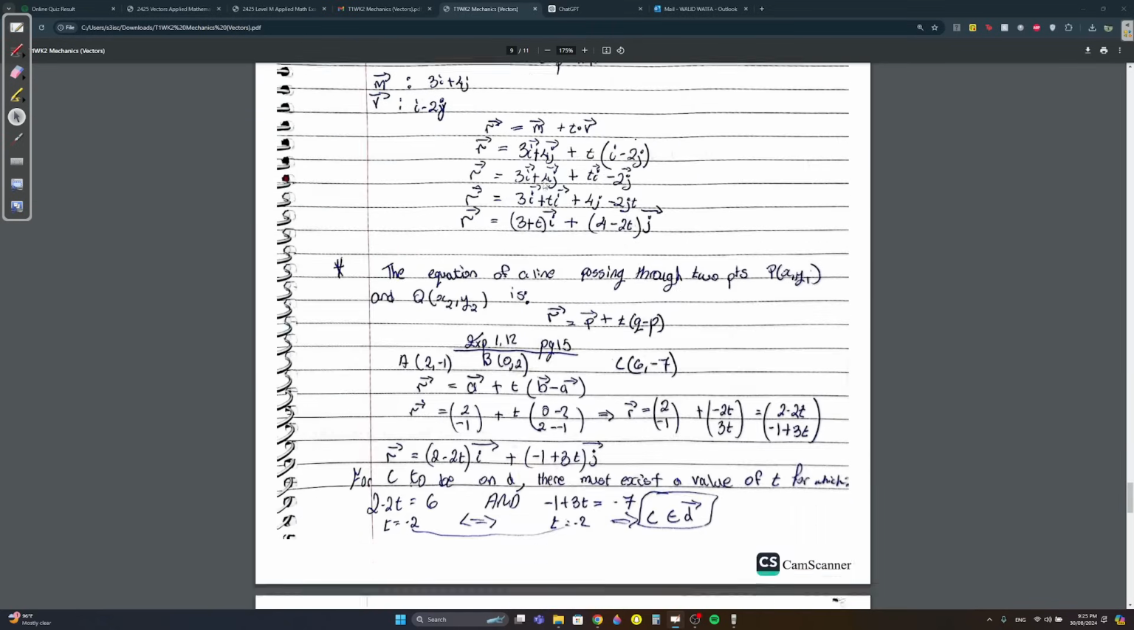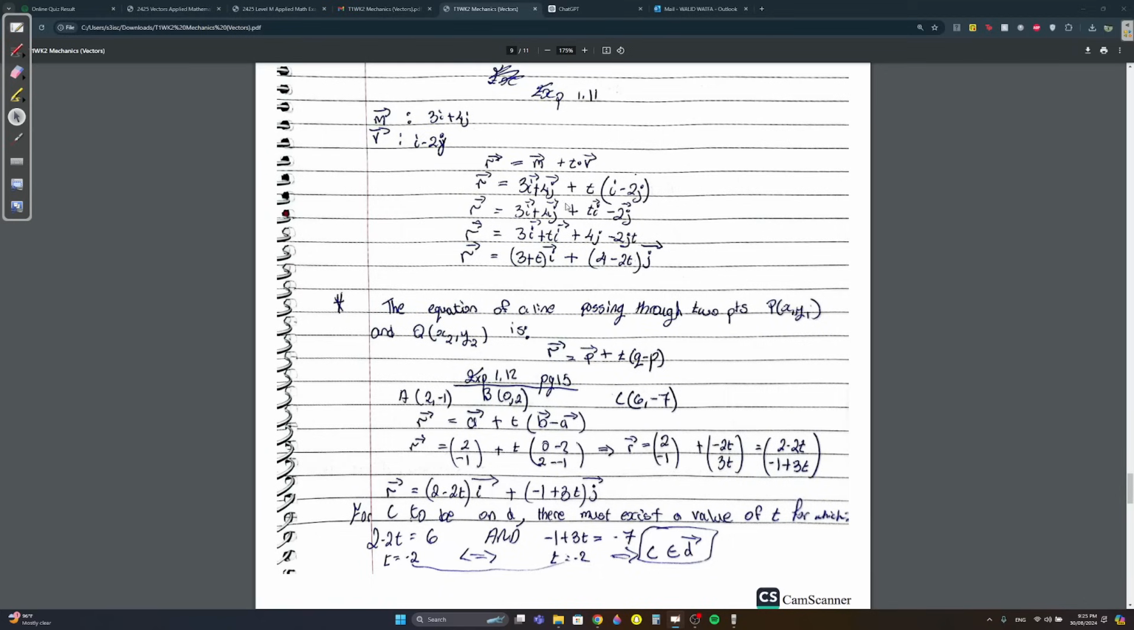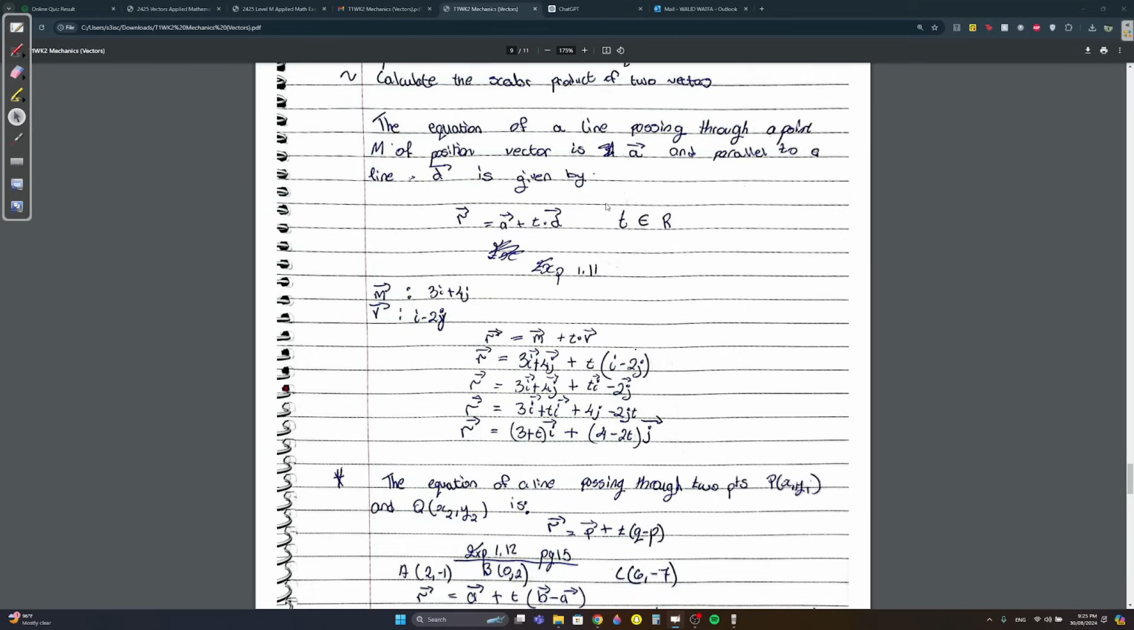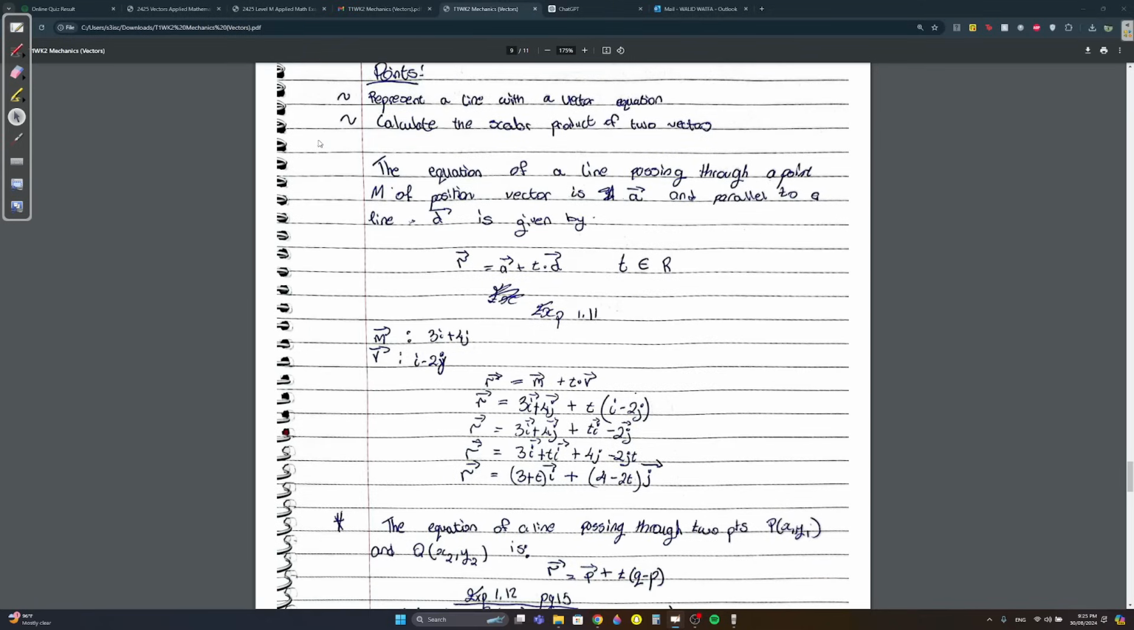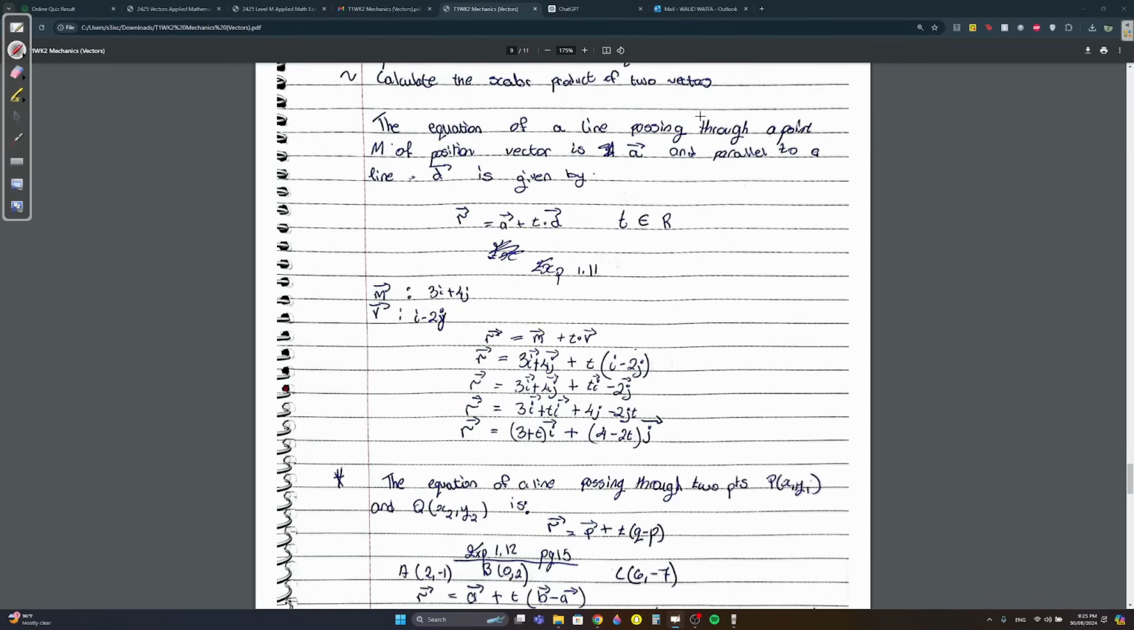Now the equation of the line. This is where it gets a bit tricky because people get confused here. If you want my advice, I recommend just taking it step by step. The equation of a line passing through a point M with position vector A and parallel to a line D is given by this. How do they ask the question?